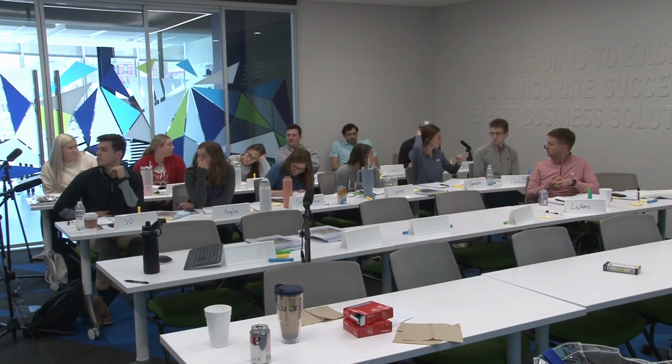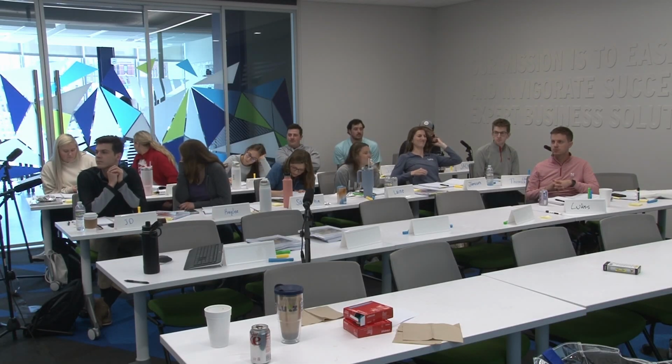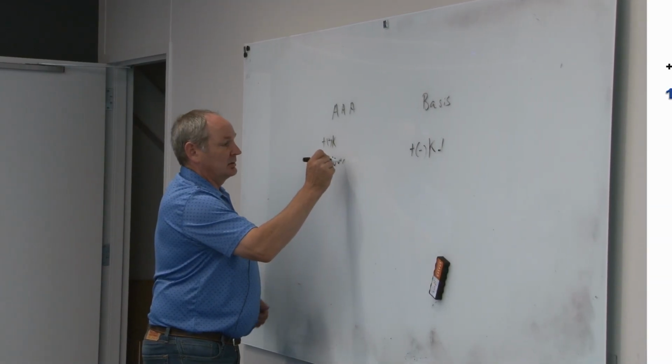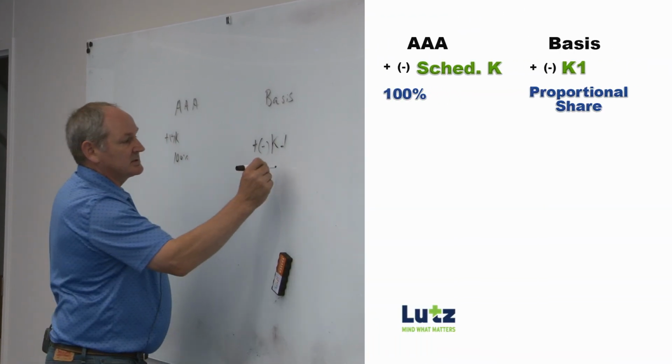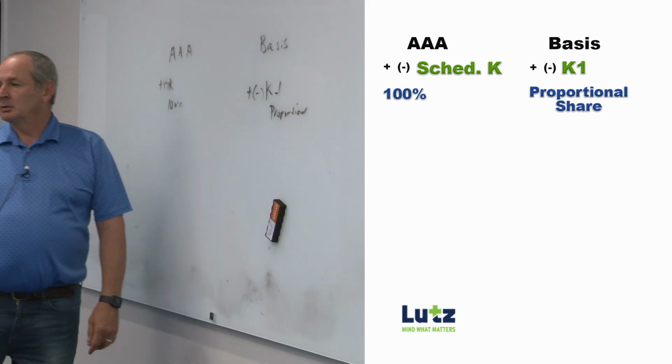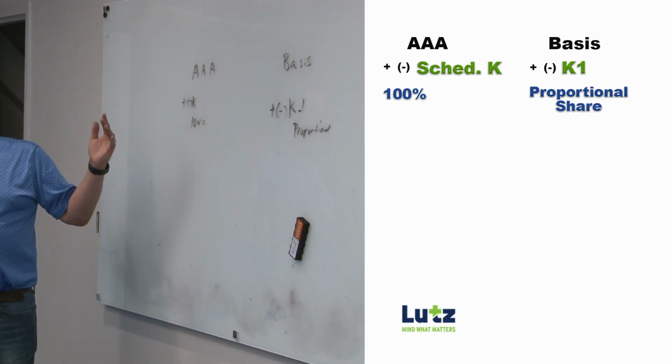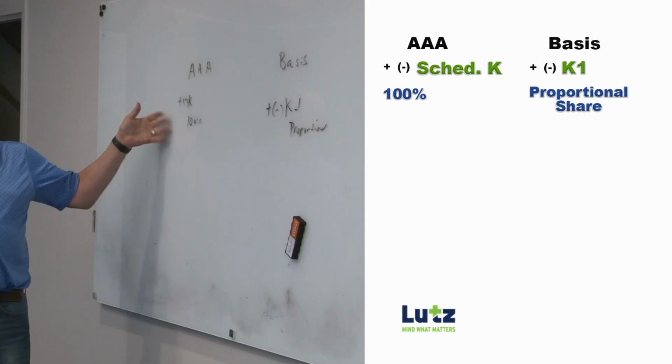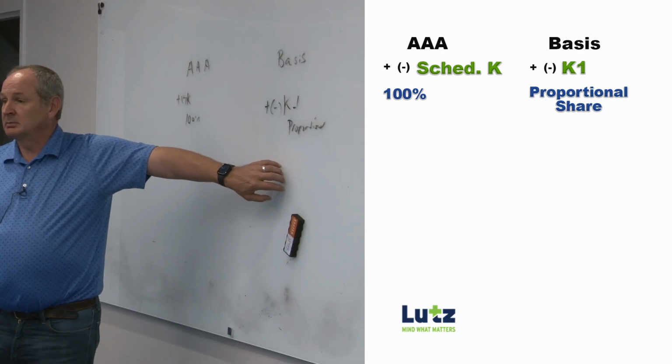Okay? But you're absolutely right. A Schedule K is 100% of the activity. The K1 is somebody's proportional share. So if we have one shareholder, they're exactly the same. If we have two shareholders, well, this is still 100% and this is 50% because you've got two shareholders. Now, the point that I'm making is the items that adjust AAA up and down are the exact same items that adjust basis up and down.